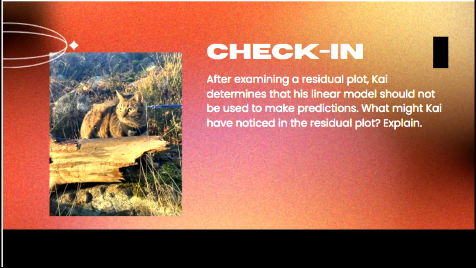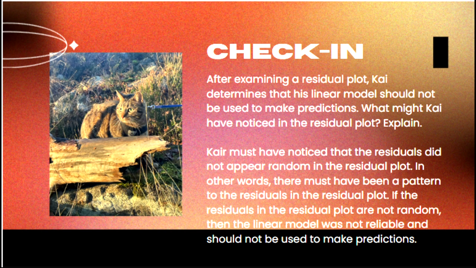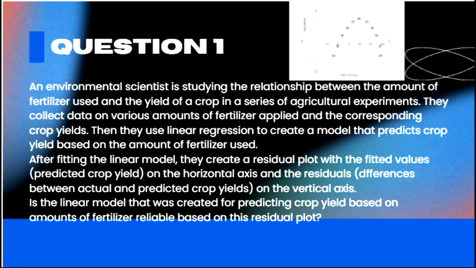Check in. After examining a residual plot, Kai determines that his linear model should not be used to make predictions. What might Kai have noticed in the residual plot? Explain. Kai must have noticed that the residuals did not appear random in the residual plot. In other words, there must have been a pattern to the residuals. If the residuals in the residual plot are not random, then the linear model was not reliable and should not be used to make predictions.